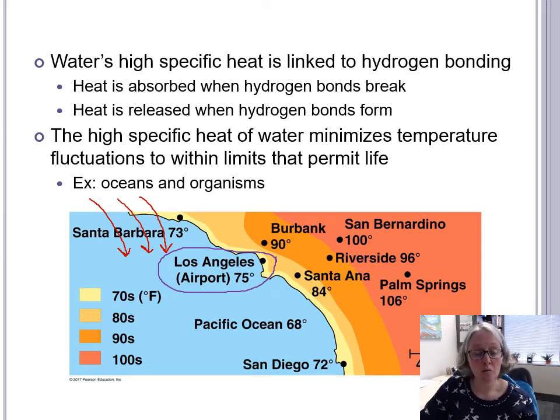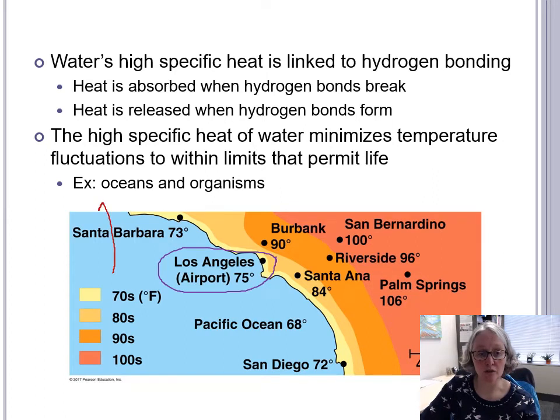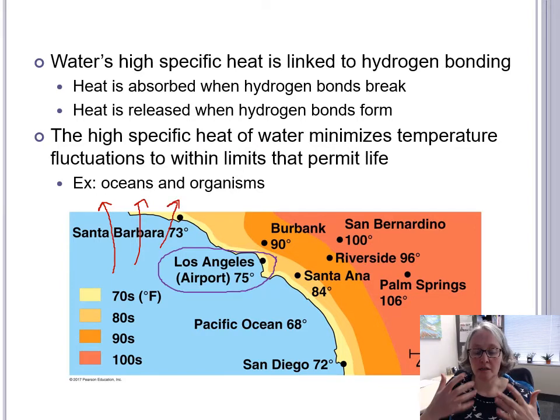At night, when the sun goes down, what happens? Actually, the exact opposite happens. So what happens at nighttime is now that the sun is gone, the water is able to release some of its heat, so some of that stored heat is released. The ocean doesn't freeze when it releases that heat because the heat is being released as those hydrogen bonds form.